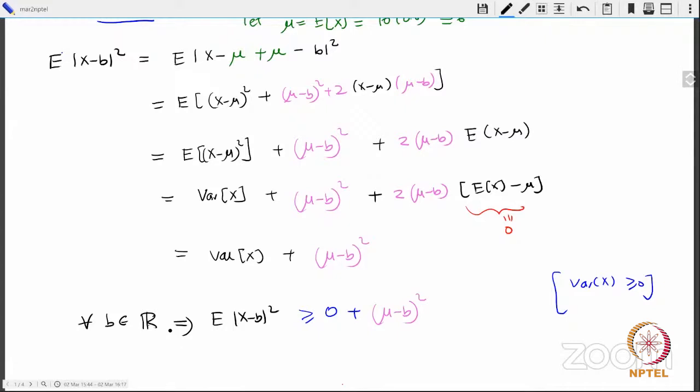So it's a very powerful inequality here. For any b in R, E of (X minus b) whole squared is always going to be bigger than (mu minus b) whole squared. So can someone tell me in chat what is the minimum value of E of (X minus b) whole squared, from this inequality? I know it's always going to be at least (mu minus b) squared. Can someone in chat tell me what value of b will minimize the left hand side?